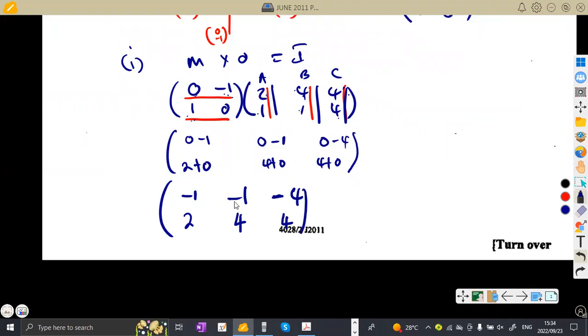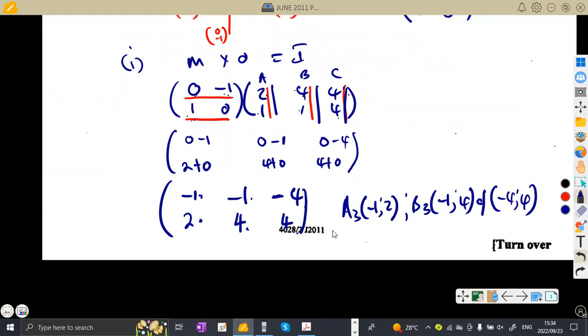So this is going to be your image now, which is triangle A3, B3, C3. So it's going to be A3, which is minus 1, 2. B3, which is minus 1, 4, in that order. And C3 in that order, which is minus 4, 4. So these are the coordinates now that you're going to mark. Now you mark these coordinates, you have got your triangle.